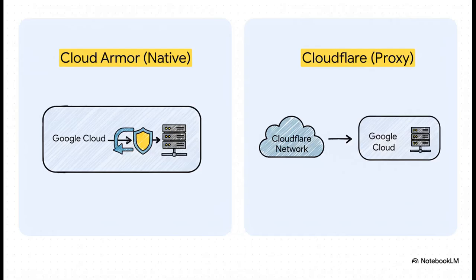So the biggest difference, and you really got to get this, it isn't about some fancy feature. It's all about architecture. Cloud Armor is native. It's literally part of the Google load balancer. Cloudflare, on the other hand, is a proxy. You have to change your DNS records to route all of your traffic through Cloudflare's network first, and then it gets sent over to Google.